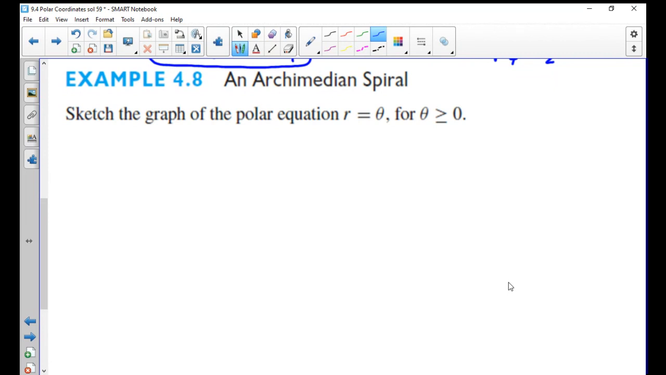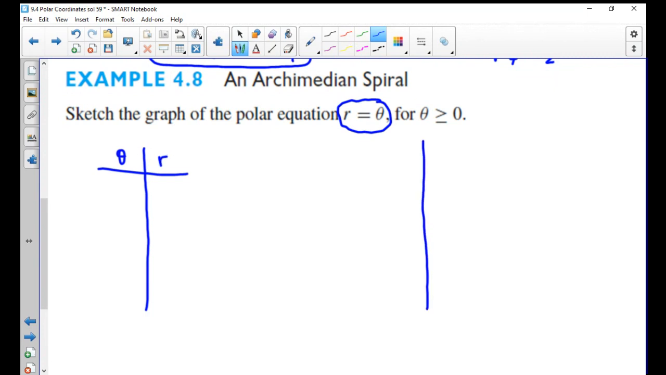Now I want to sketch the graph of this polar equation, r equal to theta. So where are the points which satisfy r equal to theta? The way we're going to do that is like this. I'm going to make a small table where I put theta here and r there, and then I will graph here.